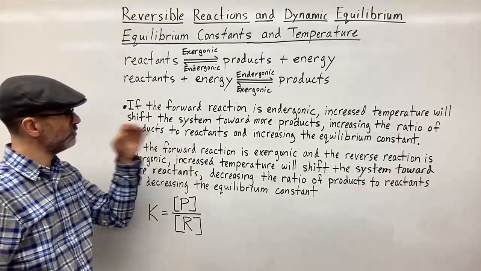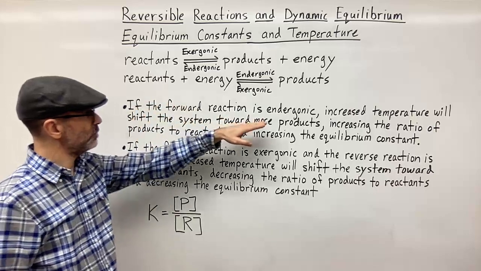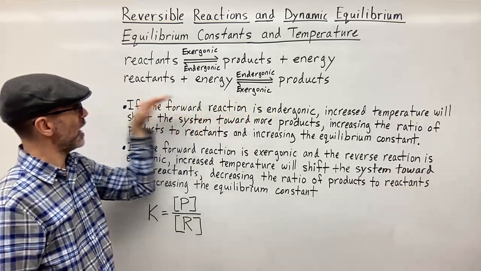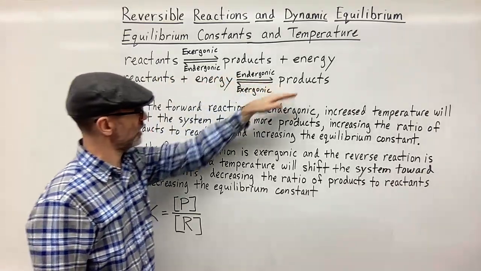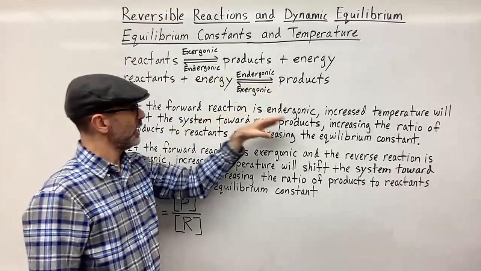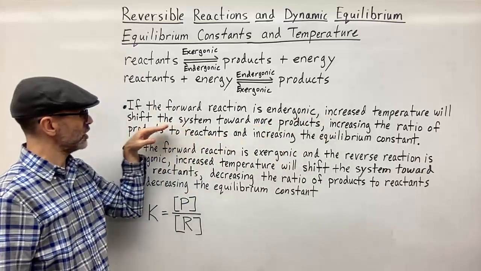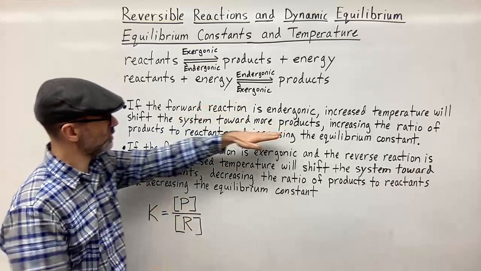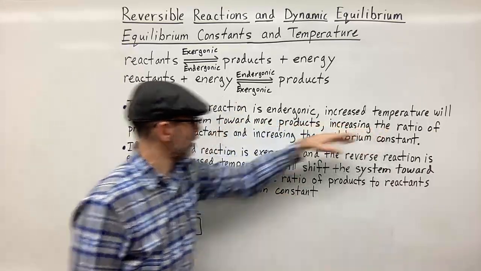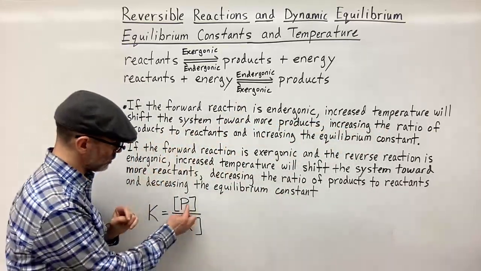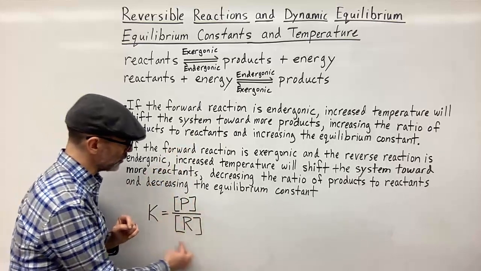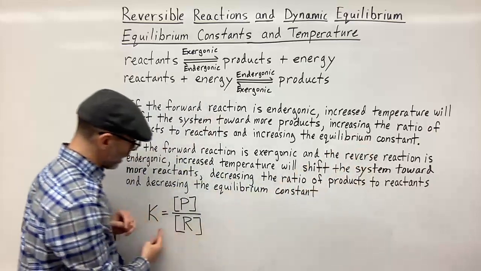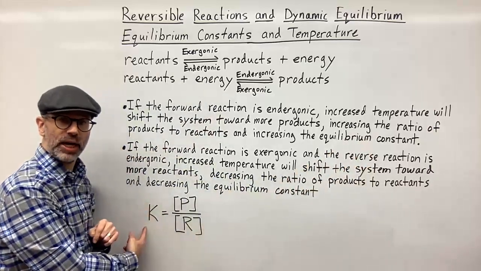So if I increase the temperature, let's say my forward reaction is endergonic. So here my forward reaction is endergonic. If I increase the temperature, then that's going to cause a shift towards more product. I'm going to increase product, increasing the ratio of the products to reactants. I'm increasing that ratio and therefore increasing the equilibrium constant. So my constant is going to get bigger.